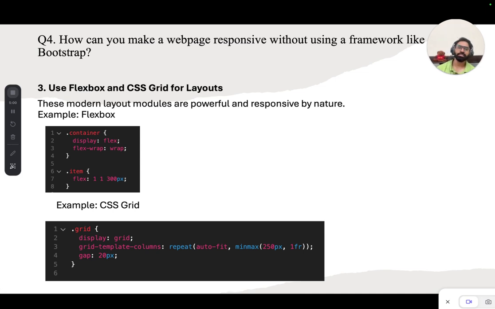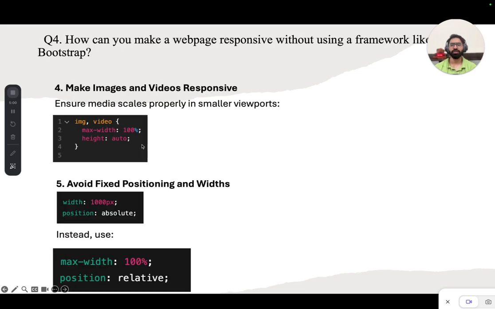The third point is that you can use flexbox or CSS grid for layout. These are modern layout modules that are powerful and responsive. Here in the example you can see container display flex wrap, and the item flex 130 pixel. In this way this will make your layout more responsive without using any framework. And also you can use CSS grid. Like we have one dot grid, and here you can apply the properties. So these are some ways by which you can make your web page responsive.